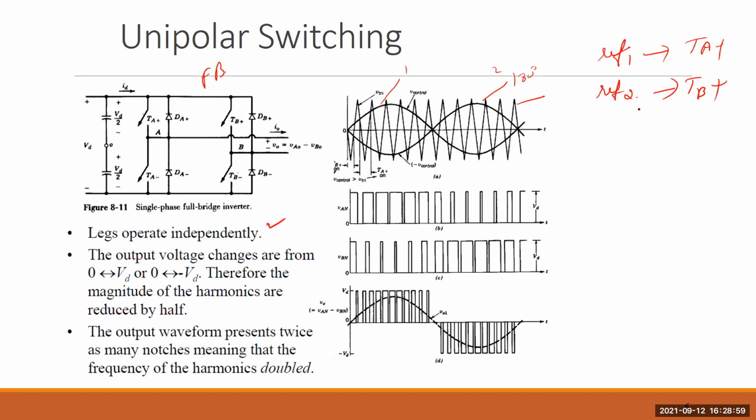Okay. So when the switch TA plus is on, you can see this voltage V naught appears here.